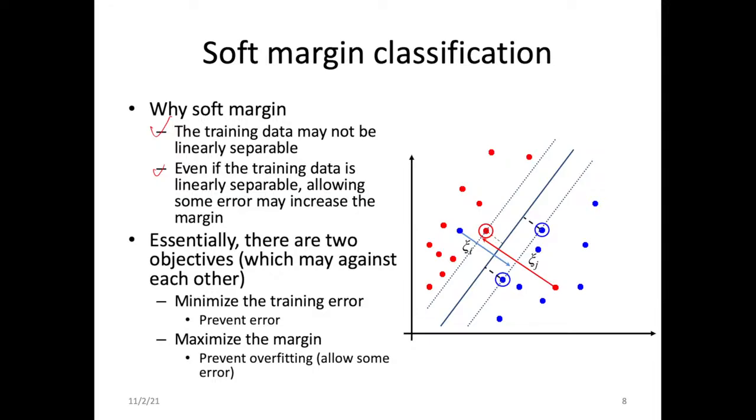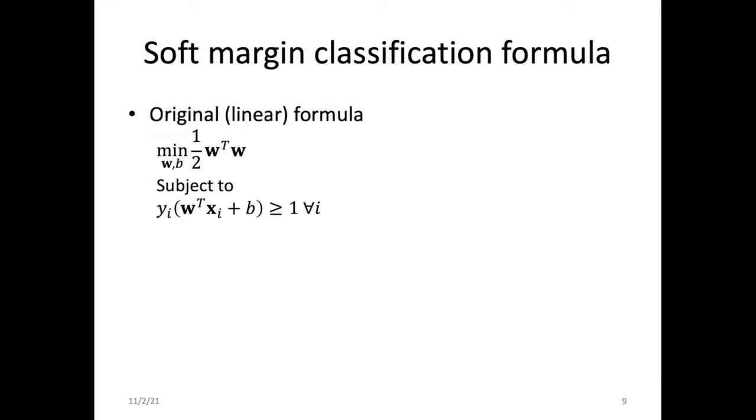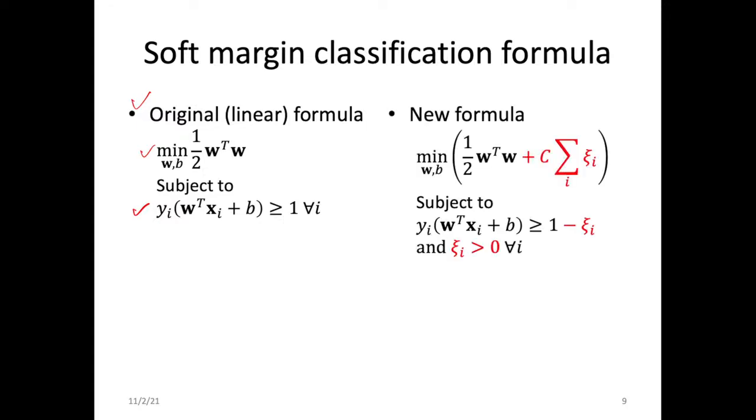Essentially we have two objectives. First, minimize the training error, which means we want to prevent the error, or increase the robustness. And second, we want to maximize the margin, because that prevents overfitting. This is our original formula: we want to minimize this inverse of margin subject to this constraint. And our new formula becomes, we add the slack variables. We allow some mistakes, and we want to minimize the mistakes. We also want to minimize the inverse of the margin. And this is the constraint.